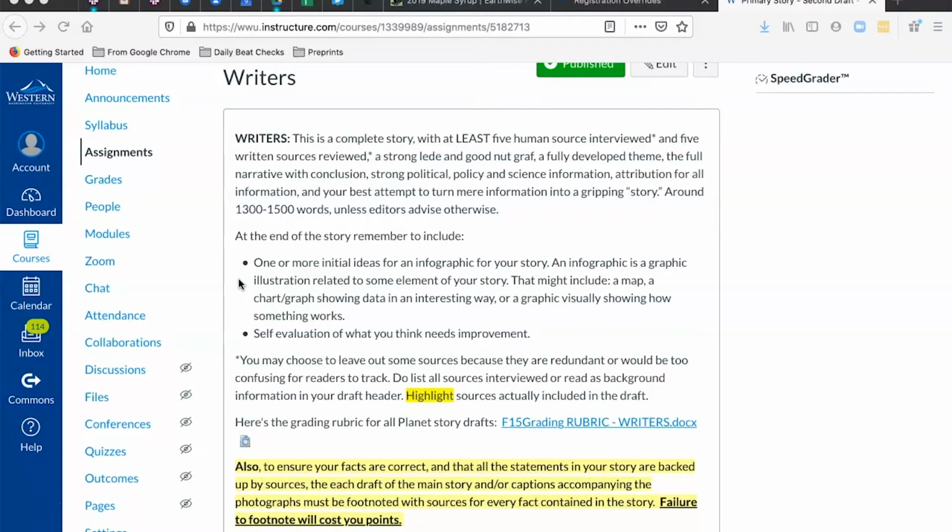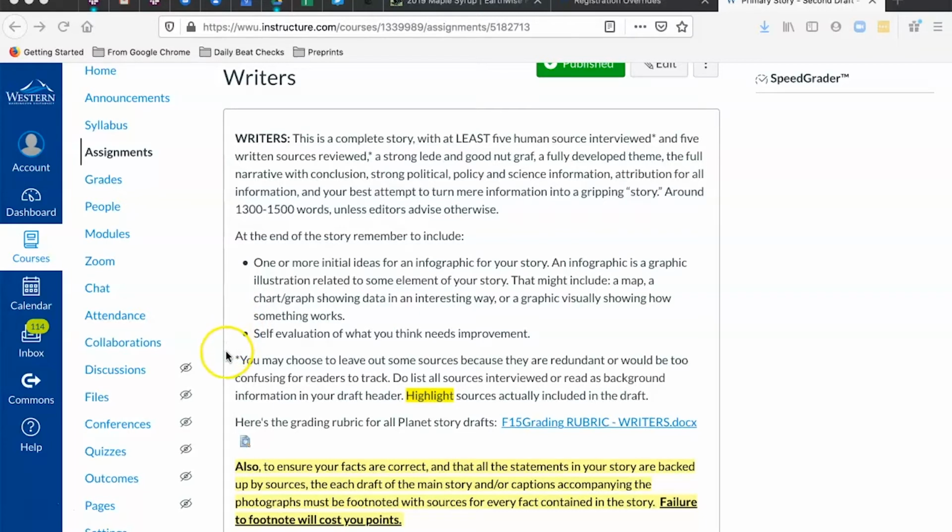So think about some element of your story that would benefit a lot from that kind of visual representation. And it should also be something for which we can actually get the data or get the information. So don't just make something up. So that's one thing, you need to have an infographic idea. And then the other down here is, don't forget your self-evaluation of what you think needs improvement.